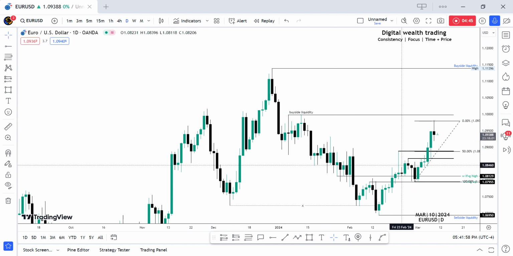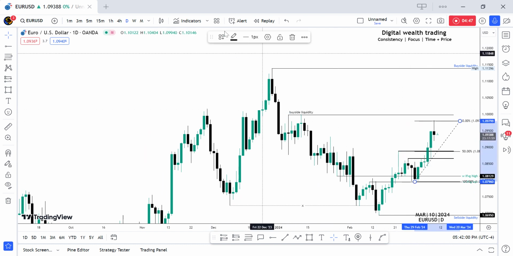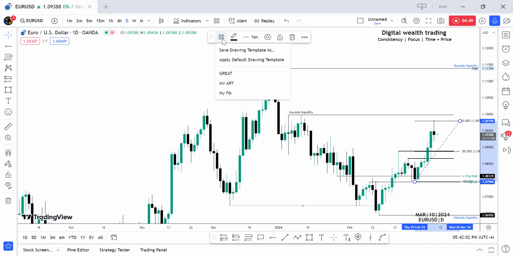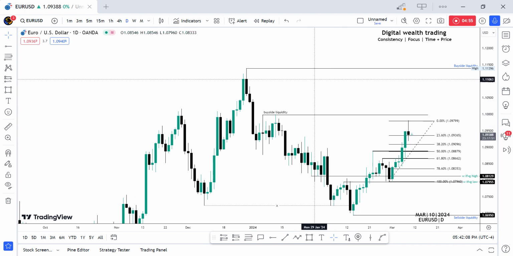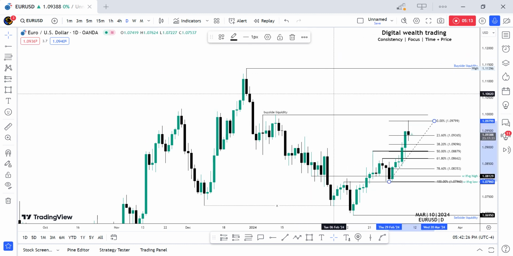But that does not mean that it is 100% going to be a successful trade. It just means that it is going to give you an opportunity to engage at a lower risk buy. So you're going to buy at a very low risk. Actually, you're going to participate at a very low risk. And that is it for the EURUSD.